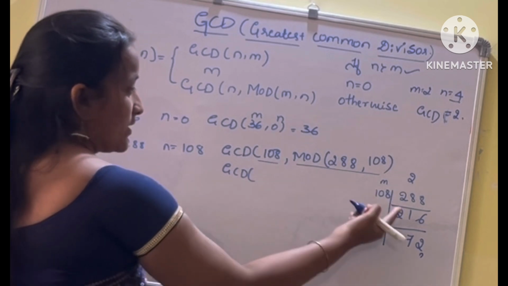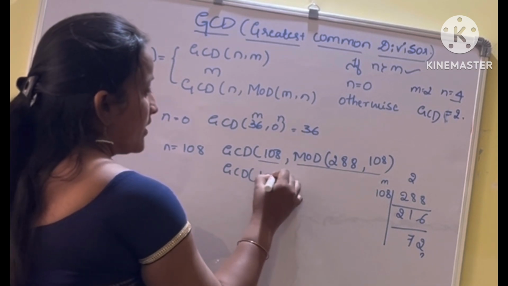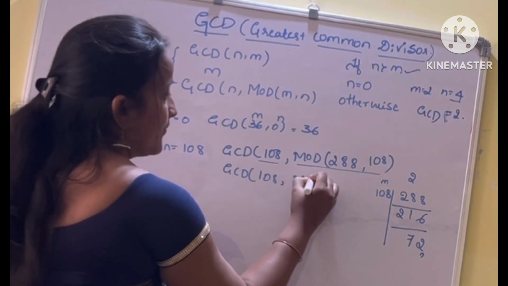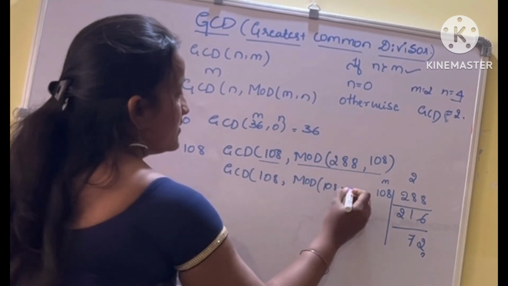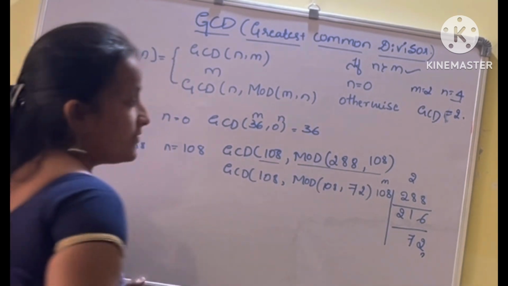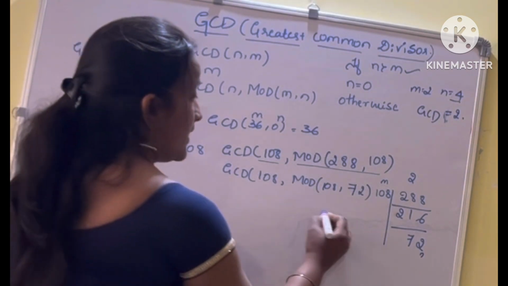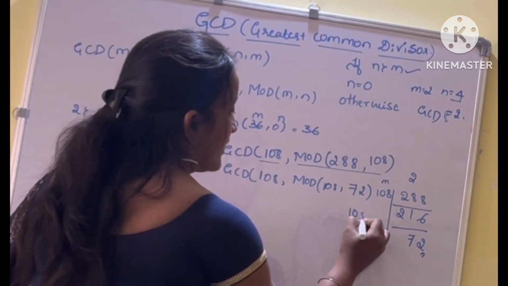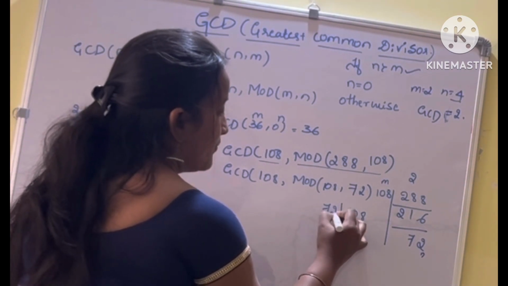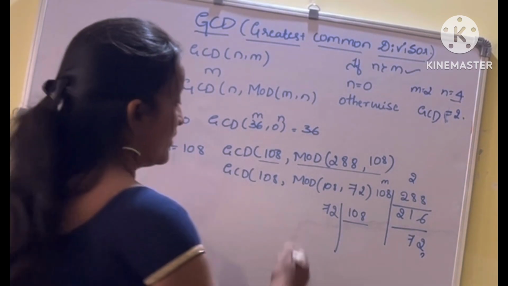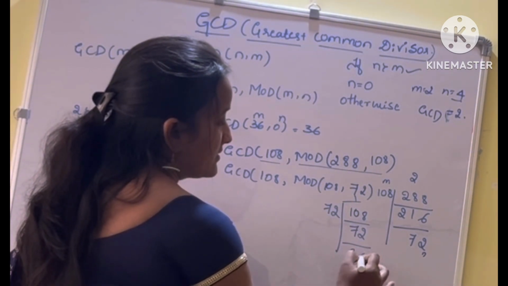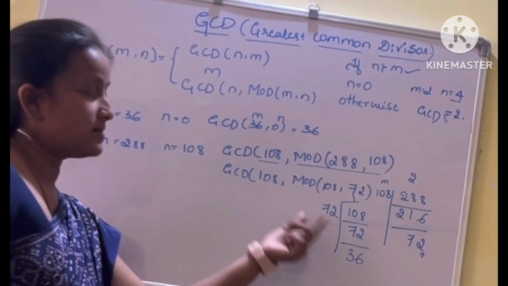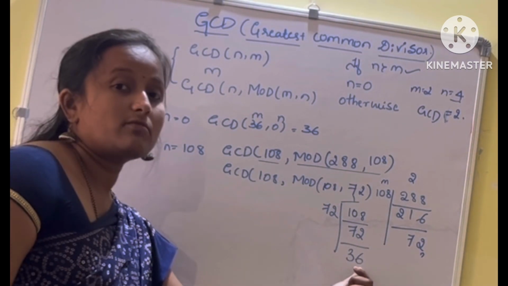GCD of, what is the m value? That is 108, and mod of 108 with 72, the remainder we got. Divide these two numbers again: 108 divided by 72. 72 ones are 72, and the remaining is 36. We got the remainder as 36. Now this is the value of m and this is the value of n.